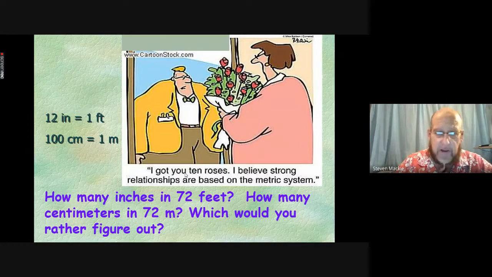These questions in the bottom: how many inches in 72 feet? Well, that sounds like an English to metric conversion, or an English question. That's going to be complicated. How many centimeters in 72 meters? Much easier. There's 100 centimeters per meter. So how many centimeters in 72 meters? There's going to be 7,200 centimeters. You could almost do it in your head. You just think about zeros.